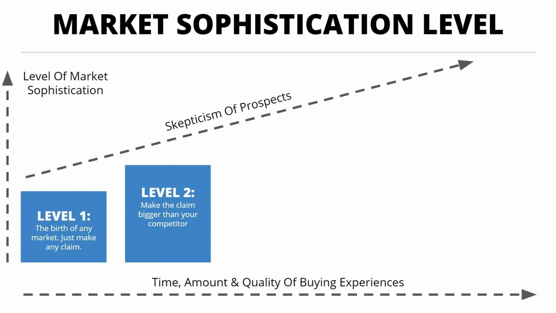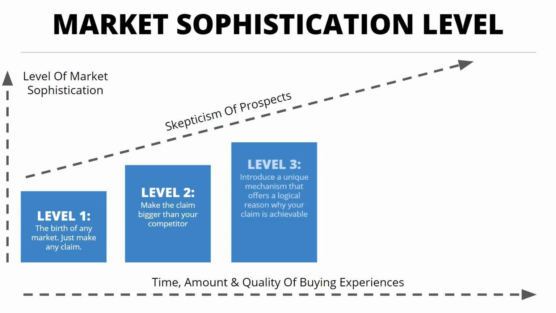But again, over time, prospects begin to catch on to this. They begin to see all these different claims. They become jaded, and the market evolves into level 3 sophistication. At this point, that level 2 marketing message will no longer work because the skepticism of prospects has risen and the level of market sophistication has risen as well. So in a level 3 marketplace, this is where the unique mechanism needs to be introduced.